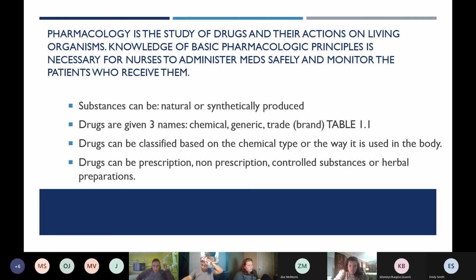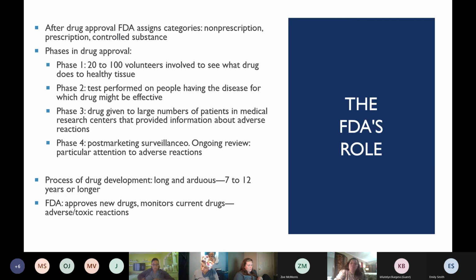Okay, and we will go into controlled substances versus non-controlled substances in a little bit. And we will also talk about prescription versus non-prescription. Okay, so the FDA. We have to talk about some of the boring stuff to kind of lay the foundation. So the FDA is the Food and Drug Administration. It is going to determine what category a medication goes in. So the FDA is who determines whether a drug is non-prescription, prescription, or controlled. Okay.